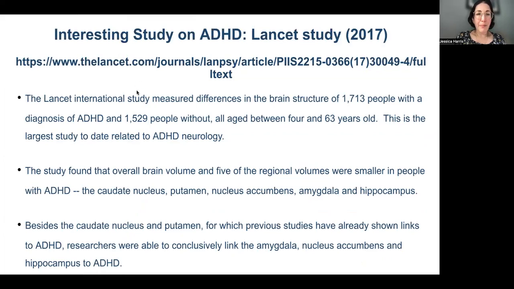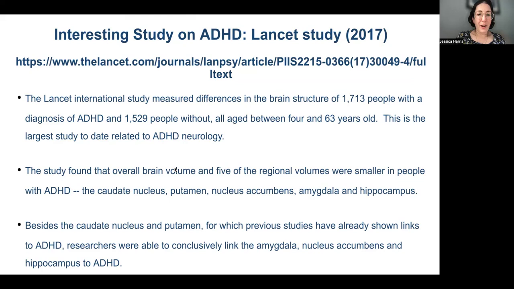Now I'm going to bring you to a Lancet study from 2017 on ADHD. We can see a link to this article within the PowerPoint. This particular Lancet study measured differences in the brain structure of 1,713 people with a diagnosis of ADHD and 1,529 people without, all aged between 4 and 63 years old. This is the largest study to date related to ADHD neurology.